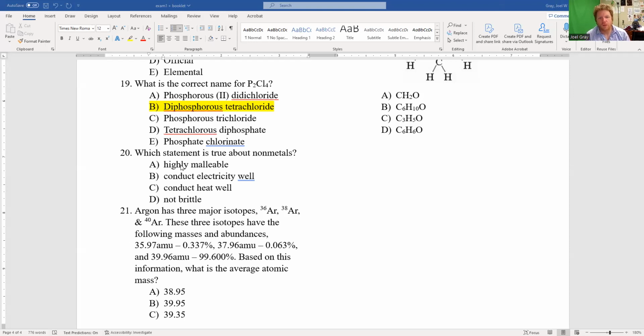Okay, so I changed it to: which statement is true about nonmetals? Nonmetals are highly malleable. That's a true statement about metals. Conduct electricity well, answer option B, and conduct heat well, answer option C. Those are both true of metals. Nonmetals, on the other hand, are very brittle. So answer option D, not brittle, that's your best option.